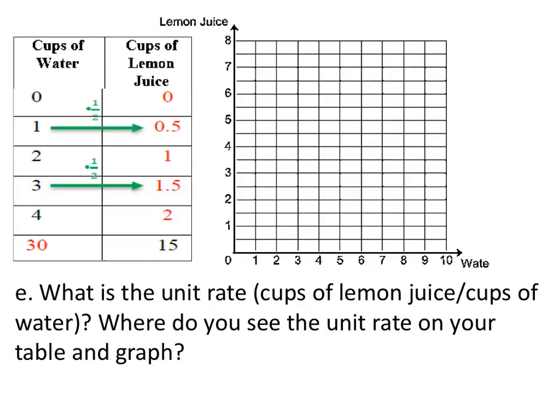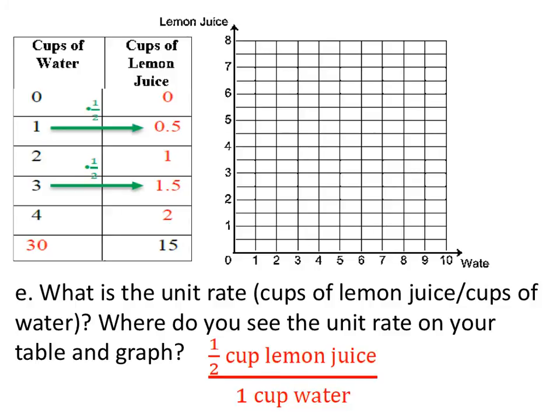What is the unit rate? Cups of lemon juice to cups of water. And where do you see the unit rate on the table and graph? Well, you guys should notice that by now for 1 cup of water, you had a half cup of lemon juice. And you would go to the 1 on the water and find out where the point is. It used to be right here. I don't know what happened to my graph, but that's where the point would be.